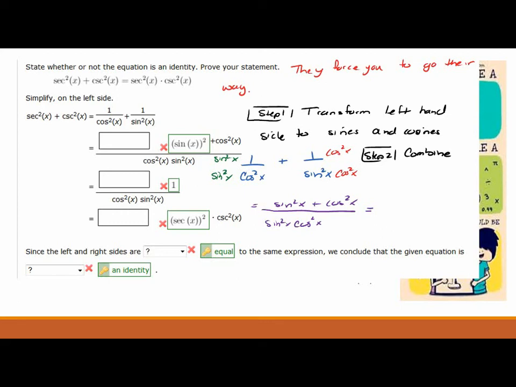What's sine squared plus cosine squared? 1. Famous. So that's 1 over sine squared cosine squared. That's the left side. I've dealt with the left side. I've just cleaned it up and that's what I get.